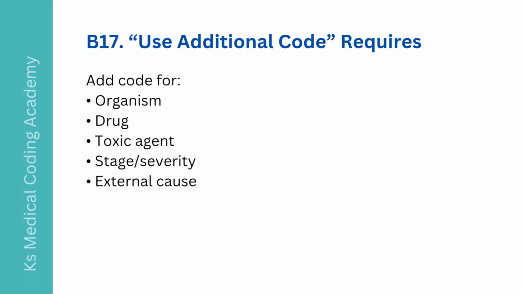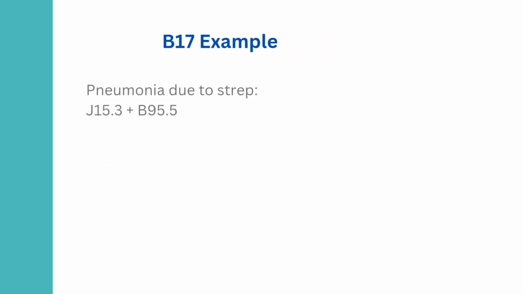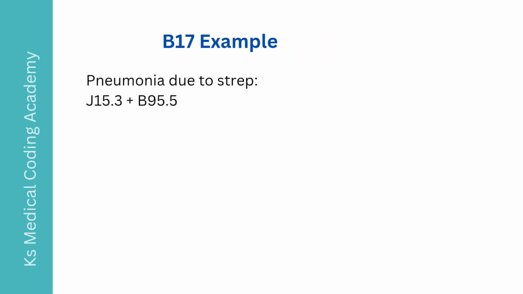Use additional code requirement. When the tabular list instructs, use additional code, it means that a second code is mandatory, not optional. This may include coding the infectious organism, a toxic agent, a drug, the severity level, or an external cause. Example. For example, pneumonia due to streptococcus requires J15.3 for the pneumonia and B95.5 for the streptococcal organism. Both codes are required.